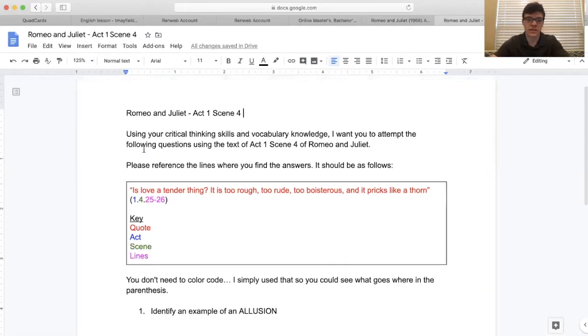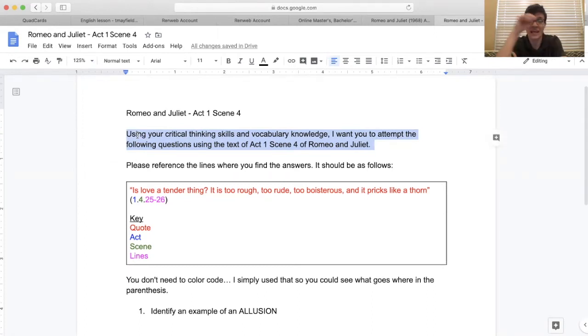So I say this, using your critical thinking skills and vocabulary knowledge, I want you to attempt the following questions using the text of Act 1, Scene 4 of Romeo and Juliet. Please reference the lines where you find the answers. Okay, so I want you guys just to answer a couple questions for me, but I want you to tell me the lines where you found it.